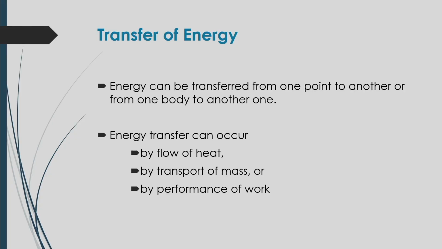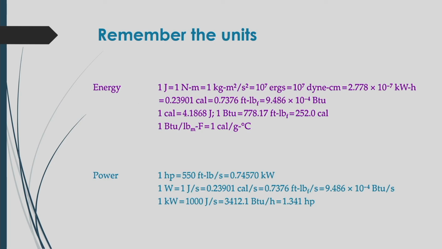Now, we know how energy can be transferred to utilize it for getting useful products. That energy, whatever heat or work, can be transferred by flow of heat, by transport of mass or by performance of work. In this case, you have to remember what units are generally used for this energy, and also for the rate of energy, which is called power.